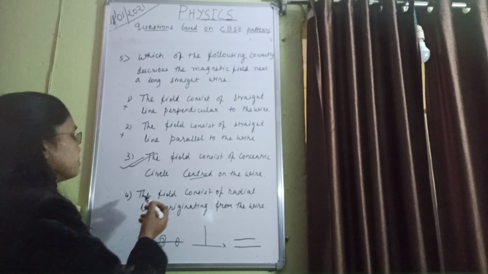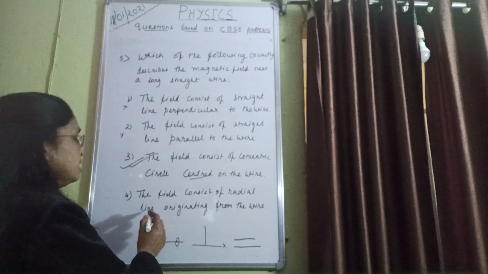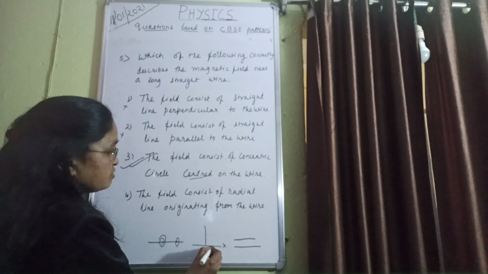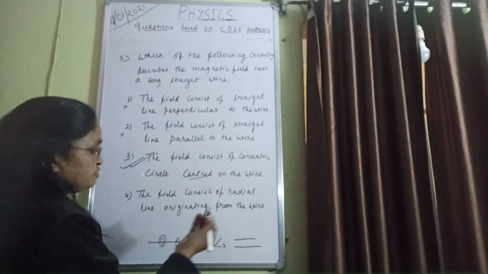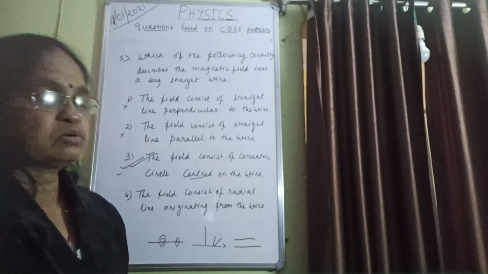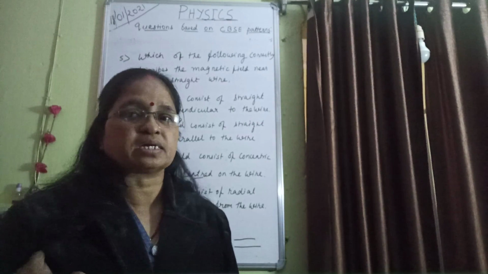Fourth, let us check it. The field consists of radial lines originating from the wire. No, the field is not originating from the wire. A radial line, no, the field is not originating. So the third one is right. So like this the questions will come. So practice it. Okay.